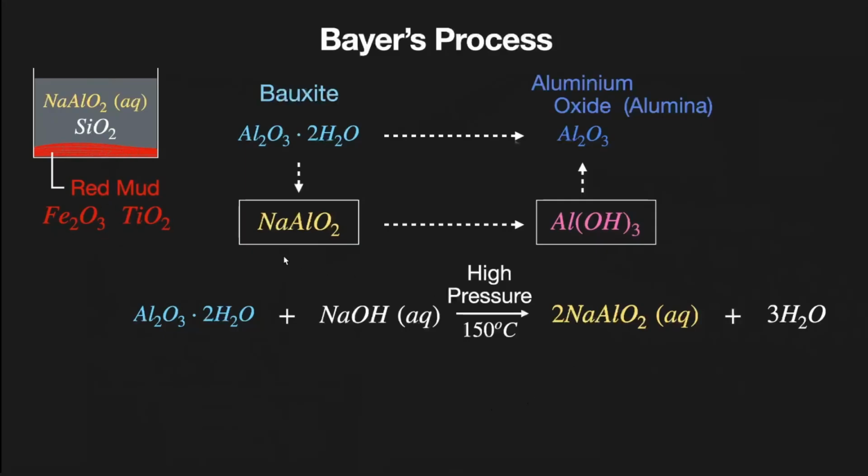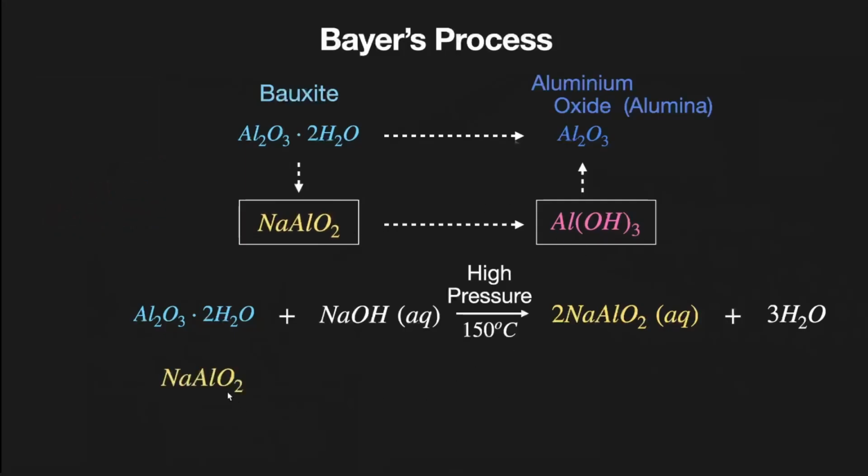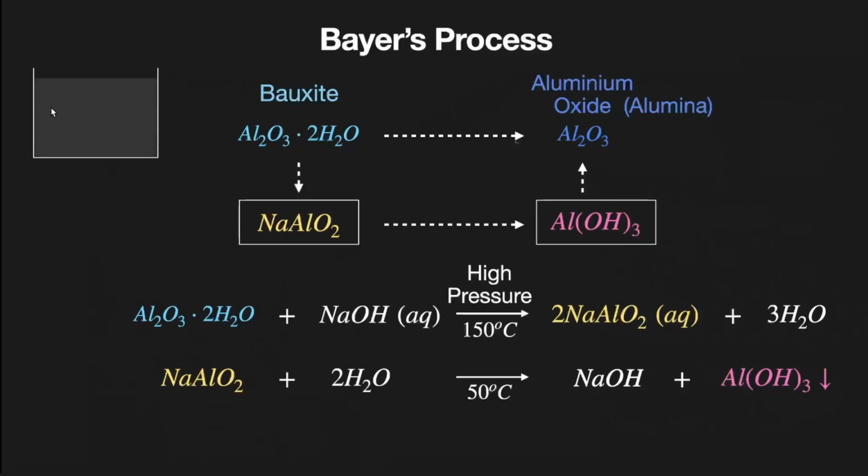In the next step, we want to take NaAlO2 and get Al(OH)3, right? Let's see how that goes. So here we have our NaAlO2. We heat it up with water, not very hot, just 50 degrees C, and we end up getting NaOH along with Al(OH)3, which comes down as a precipitate. Let me show you how this looks. So this is our aqueous NaOH, right? This is our Al(OH)3. Okay, let me mark that.